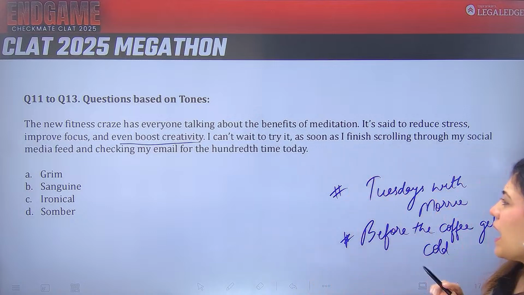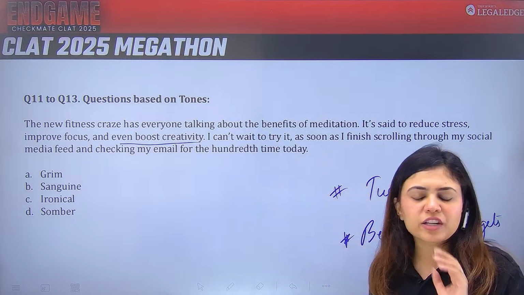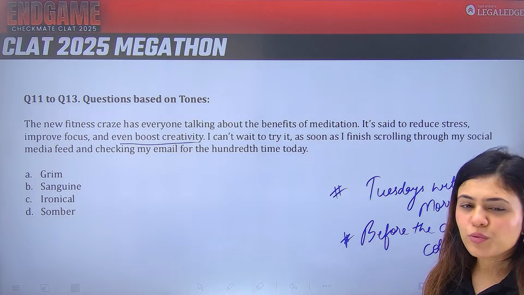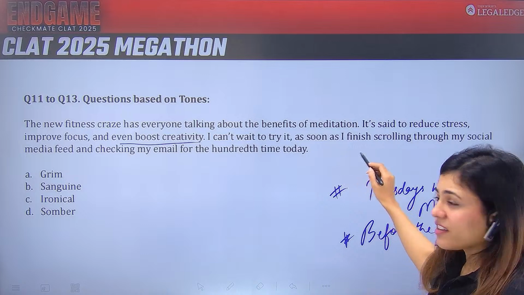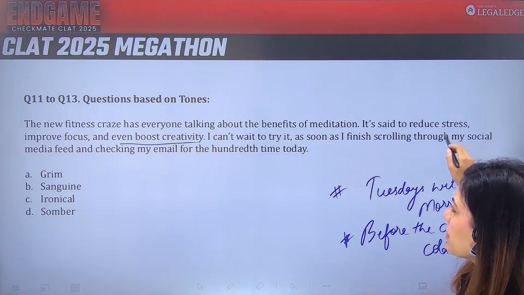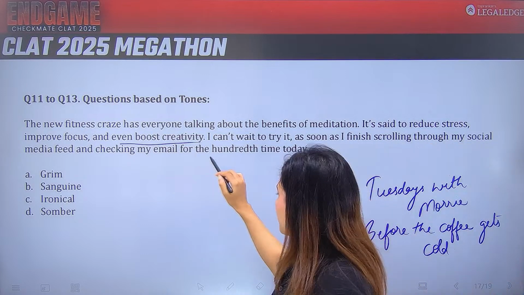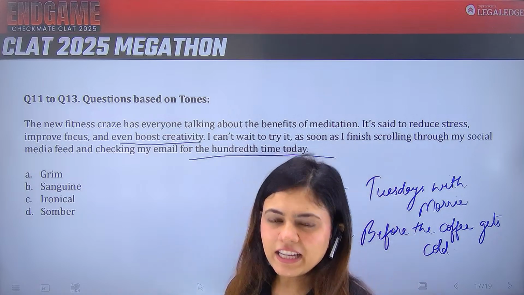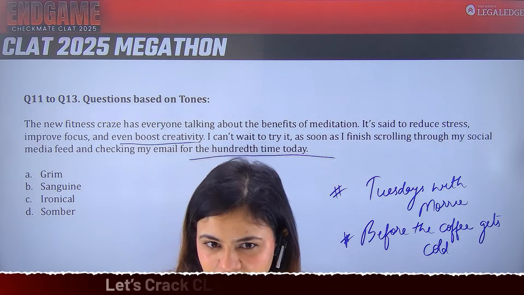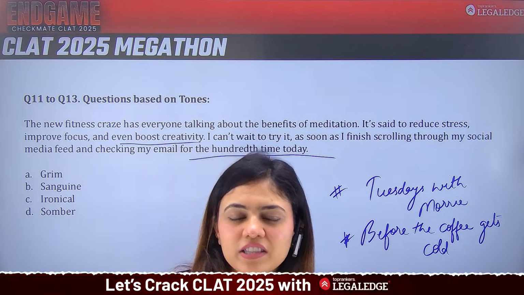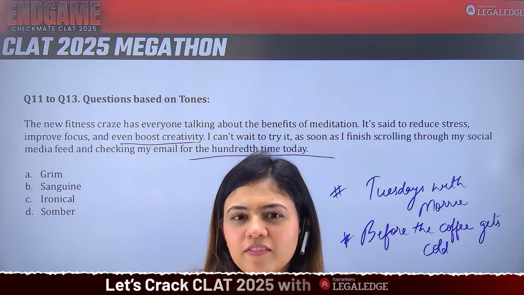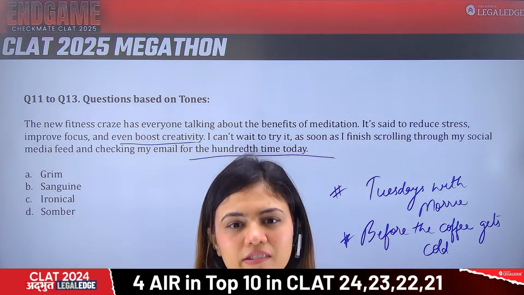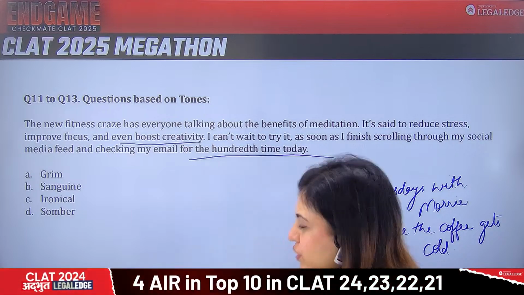ठीक है, अब आगे चल के पता चलता है, वो बोलता है आई कांट वेट टू ट्राई इट. ठीक है, he shows his enthusiasm about this new craze. बोलता है as soon as I finish scrolling through my social media feed and checking my email for the 100th time today. So basically, when I am interested in something, I will engage in that as soon as possible. I will not try to delay it by being on my phone for the 100th time. Right? तो यहाँ पे आंसर क्या होना चाहिए?